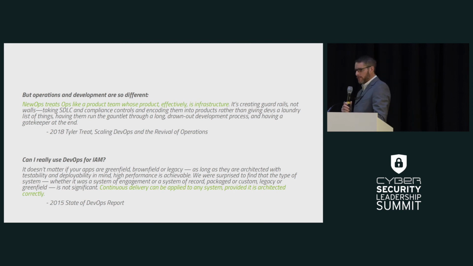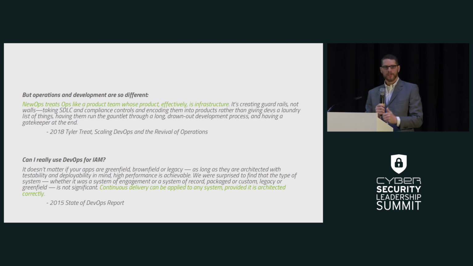Here I want to leave you with two things. Treating operations like a product team means that everybody's following the same rules. So the result of the ops team is infrastructure. And if that is operating as you expect and is measured, tested to do what is required, that's success. And can we really use DevOps for IAM? Yes, we can apply DevOps to anything. But IAM is software, and IAM is very amenable to the DevOps methodology.